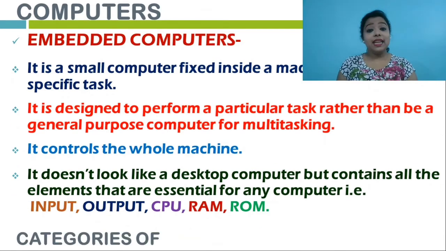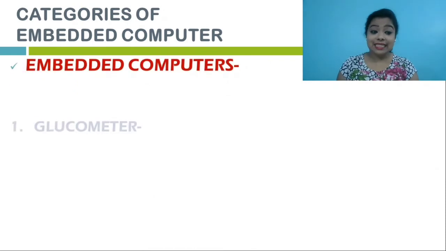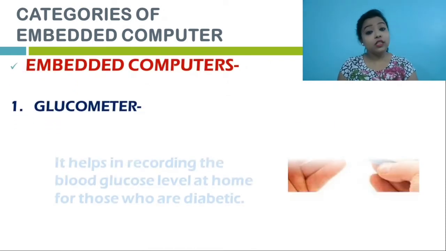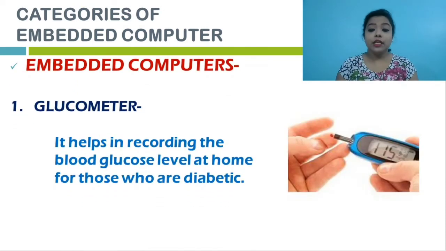So let's move on to the first example, and that is glucometer. So what is glucometer and what is the purpose of that? You can see in the image, this is the picture of a glucometer. It helps in recording the blood glucose level at home for those who are diabetic. So for diabetes patients, this records the glucose level in the blood. Okay, this you can check at home using this machine.